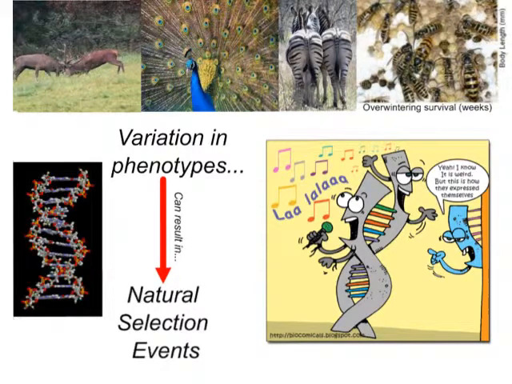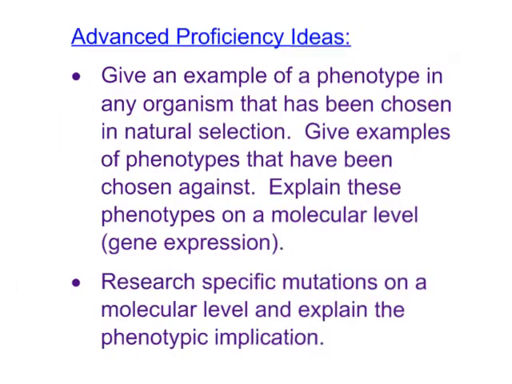And let's look at the next page to see what kinds of things you might do for advanced proficiency. You could give an example of a phenotype in some organism that's been chosen in natural selection. You could give examples of phenotypes that have been chosen against. You can explain these phenotypes on a molecular level, with gene expression. You can research specific mutations on a molecular level and explain the phenotypic implication of those.